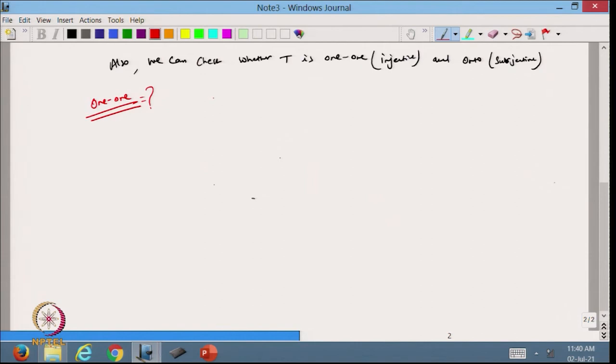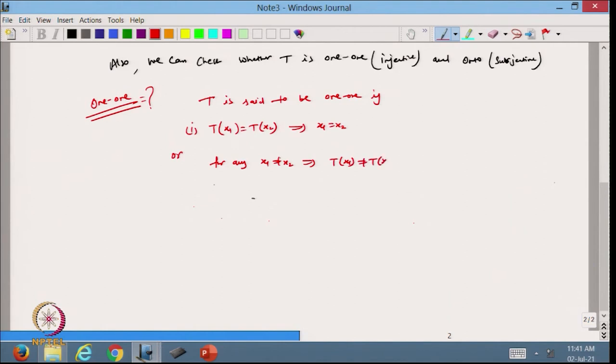For this one we will say that the transformation T is said to be one-to-one or injective if T of x1 equal to T of x2 implies that x1 should be equal to x2. This is one of the ways. Or, for any x1 not equal to x2, it implies that T of x1 should not be equal to T of x2. So either this way or this way. Either of these two conditions I need to satisfy to check whether this is one-to-one or not.